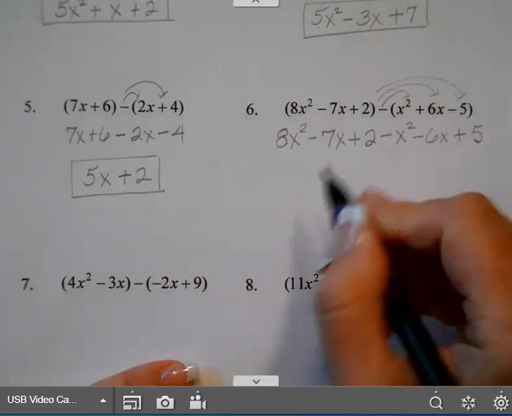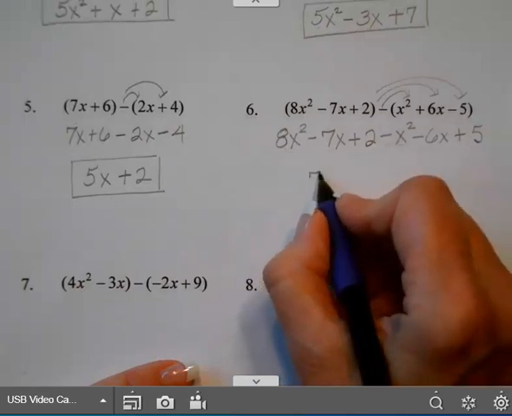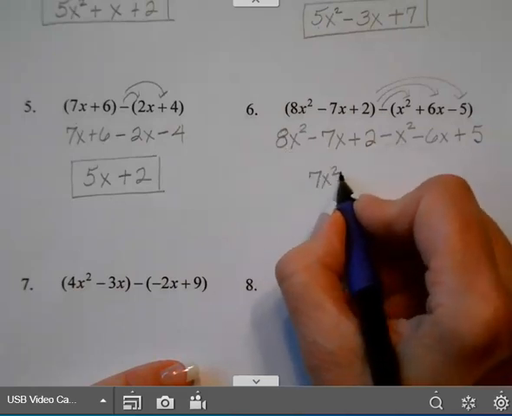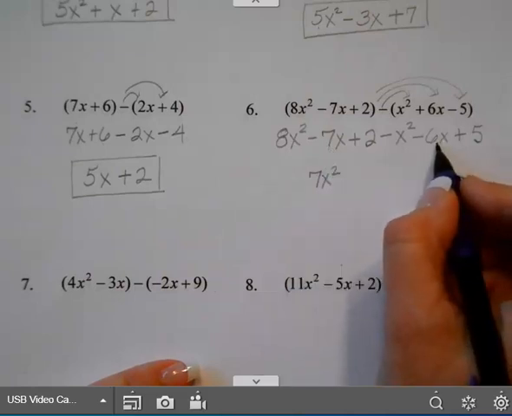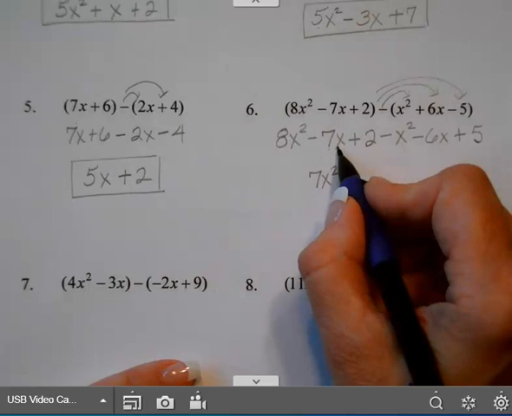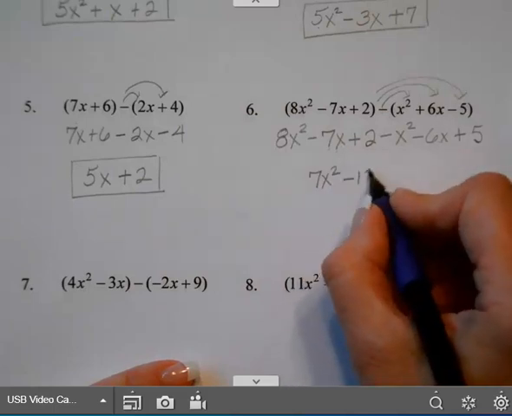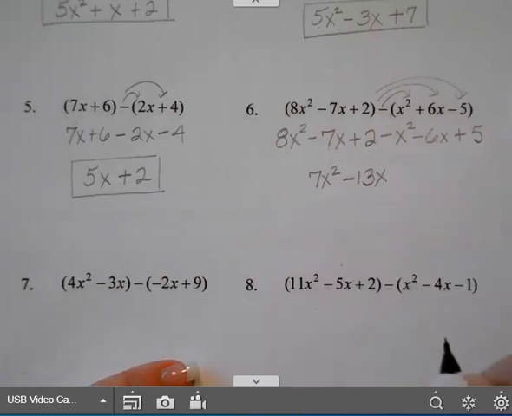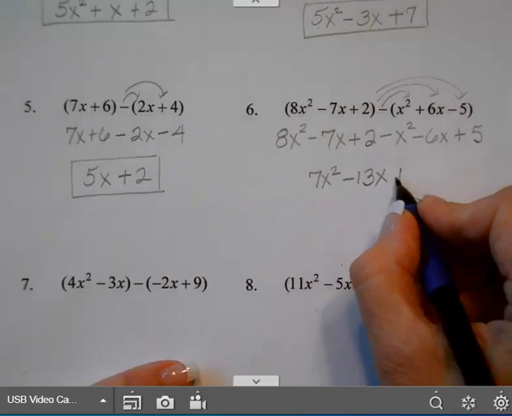And then I need to collect my terms. 8x squared minus 1x squared is 7x squared. This is minus 7x and minus 6x. So I'm 7 x's in debt. I go 6 more x's in debt. I'm now 13 x's in debt. And then my numbers 2 and 5, I can combine those and I'll get 7.